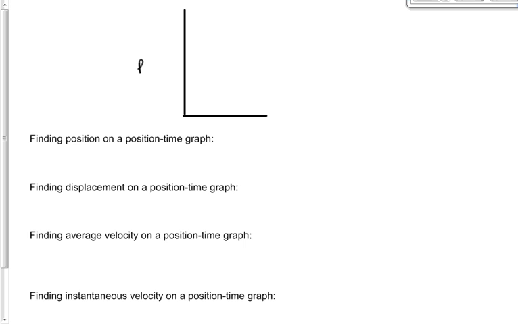Get a position time graph here. And I want to find just a nice, straightforward position time graph that looks like this. And I want to find the position at a specific moment in time. In other words, where the object is now or later on. Okay, I want to find the position at a specific moment in time. Let's say this time right here, 5 seconds. How do I do that?